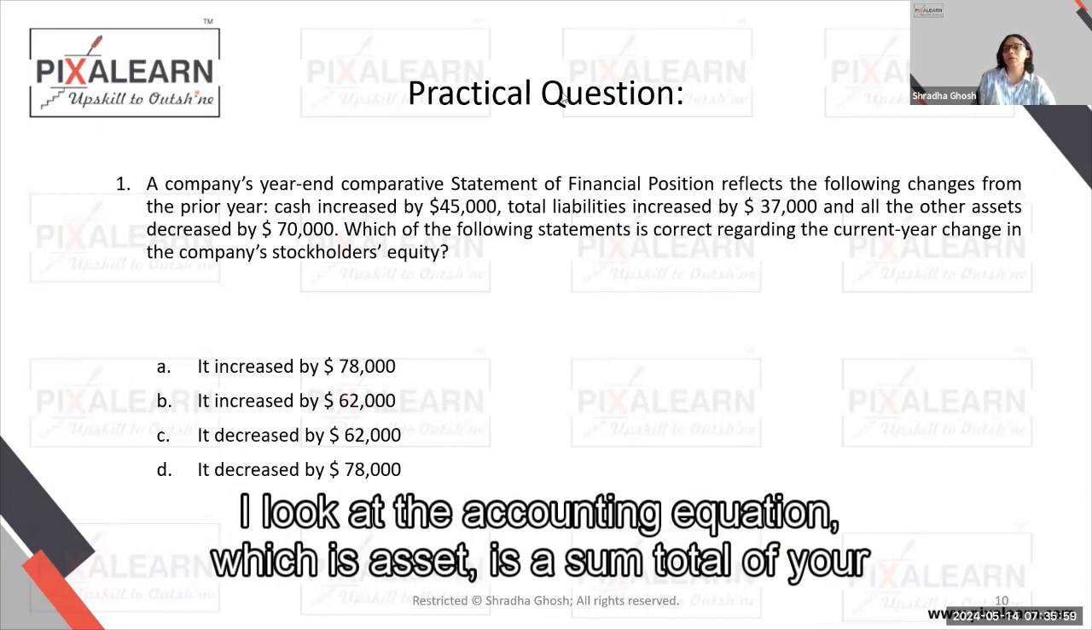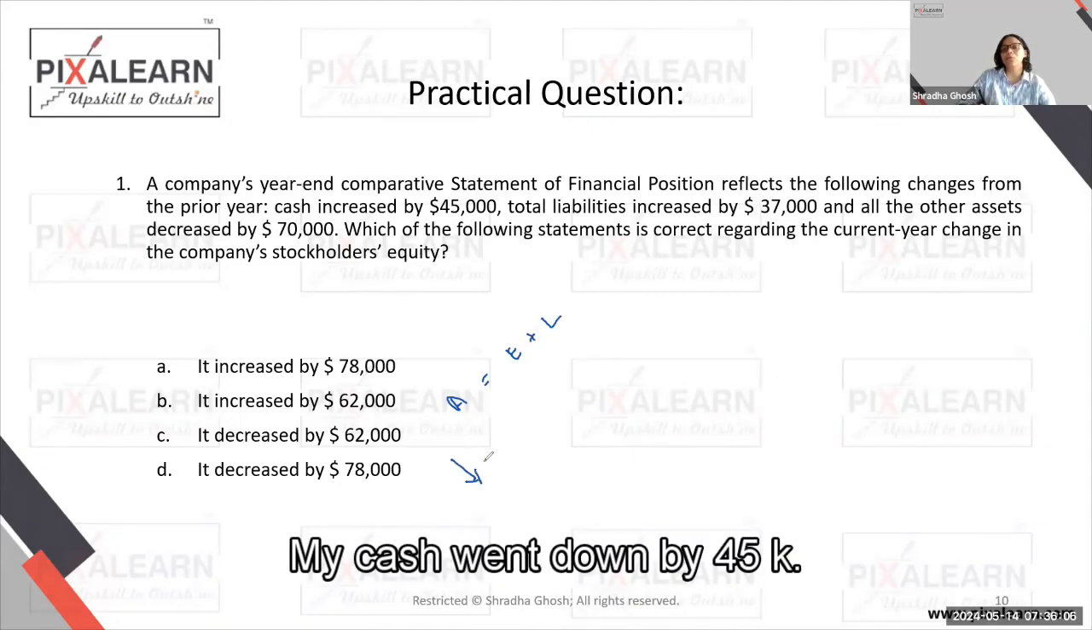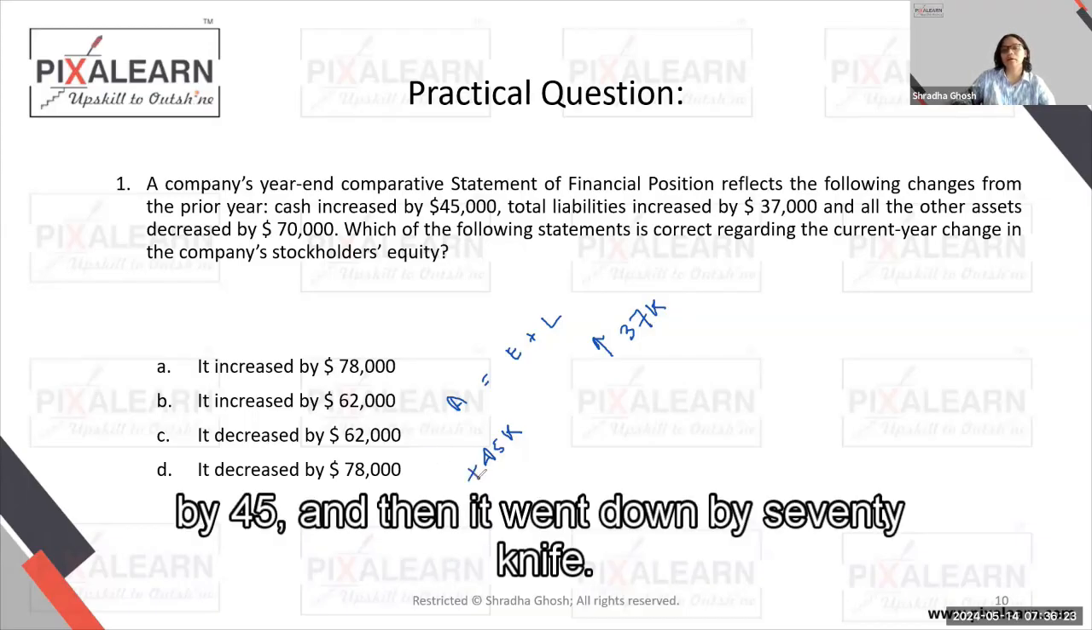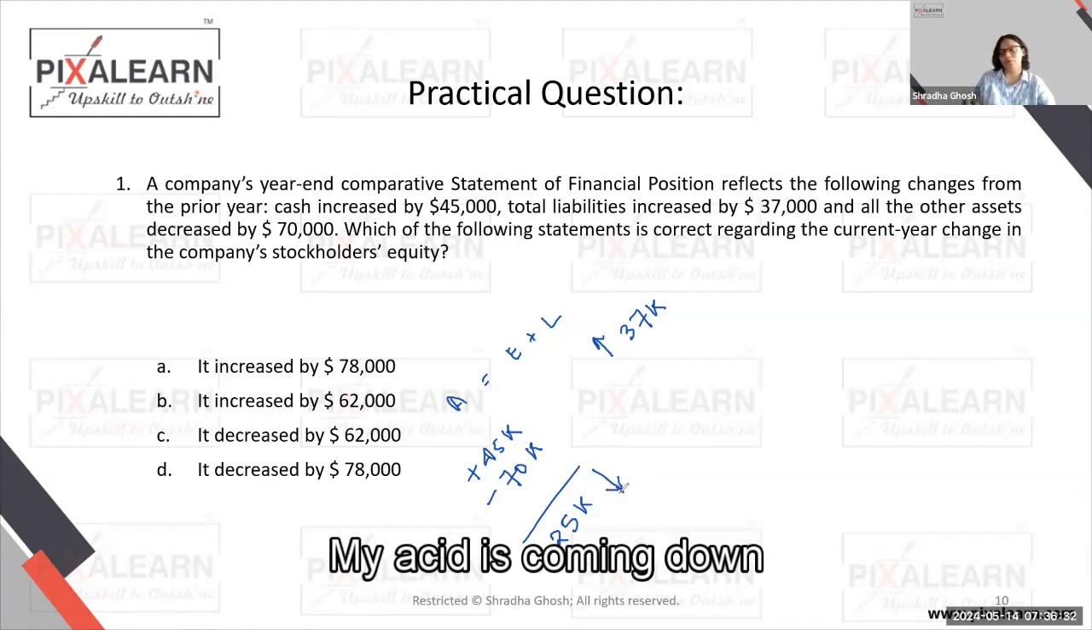I look at the accounting equation, which is: asset is the sum total of your internal and external claims. What happened? My cash went down by 45K. My liability increased by 37K. And my other assets, oh, sorry, my bad. The cash went up by 45 and then it went down by 70K. That means net 25K, my asset is coming down.